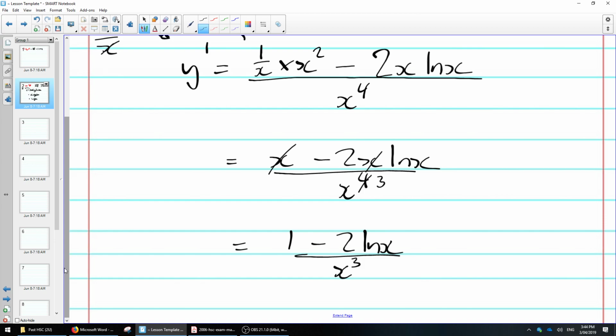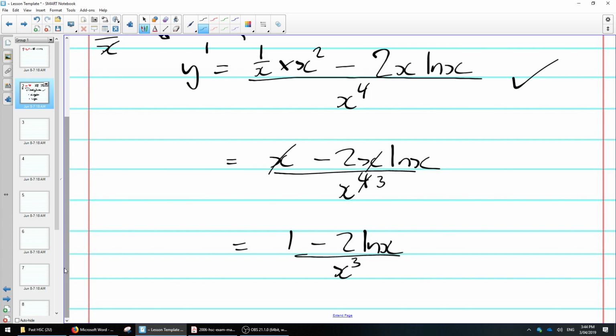But basically, if you need the mark, getting to there is fine because you've differentiated at that point. It's always good to simplify and you should be doing so. But if you've answered the question, you don't really need to go any further, unless it says to show that the derivative is a particular form.